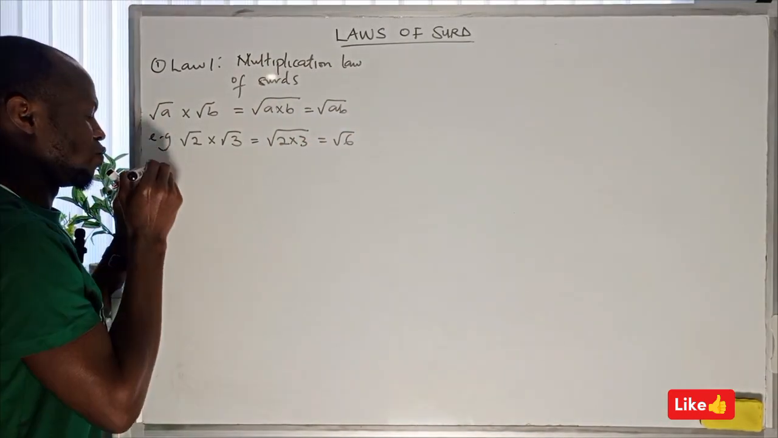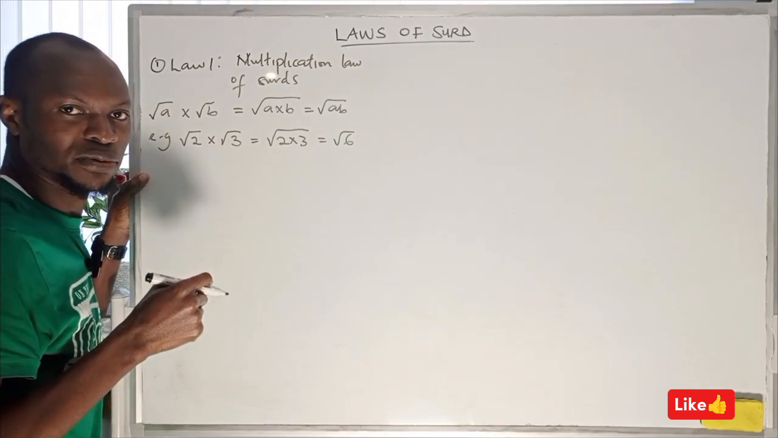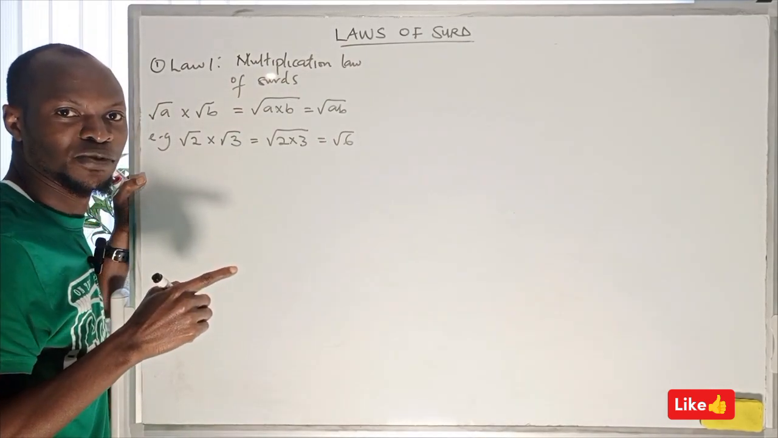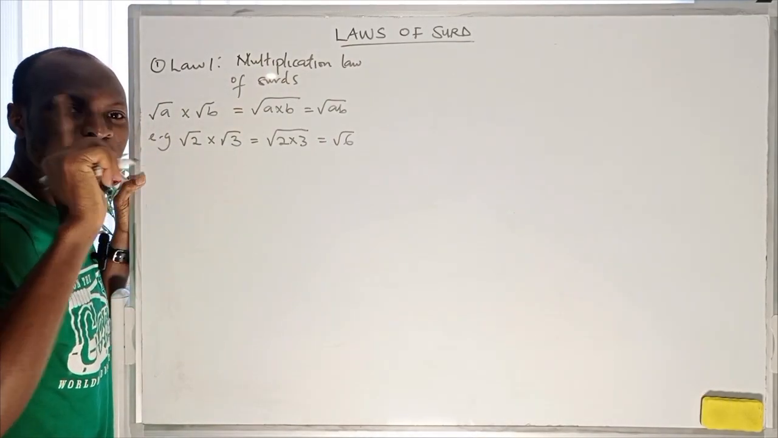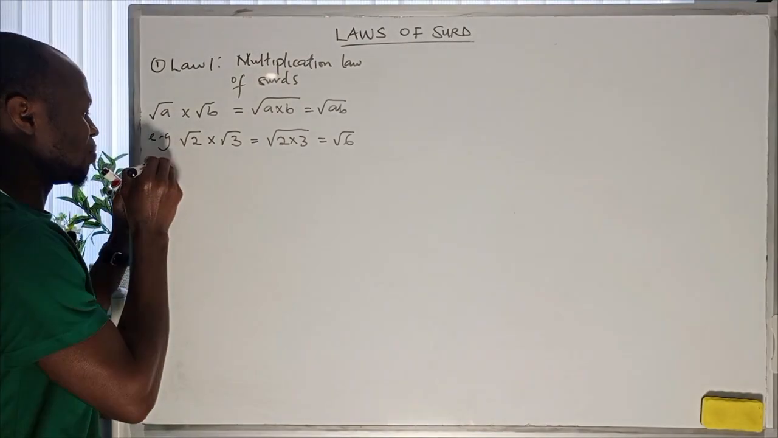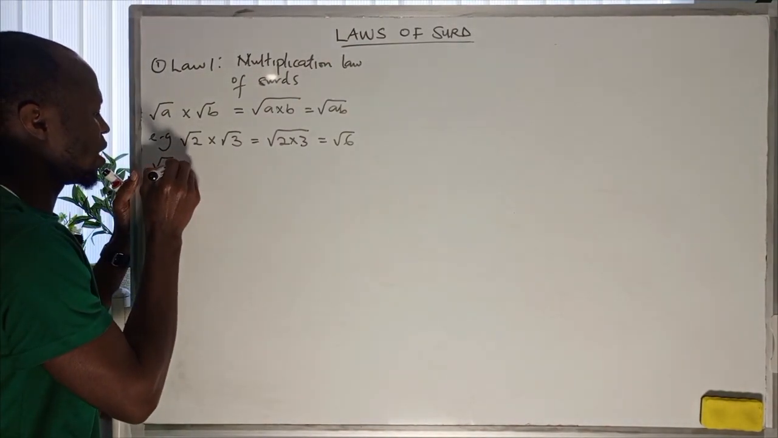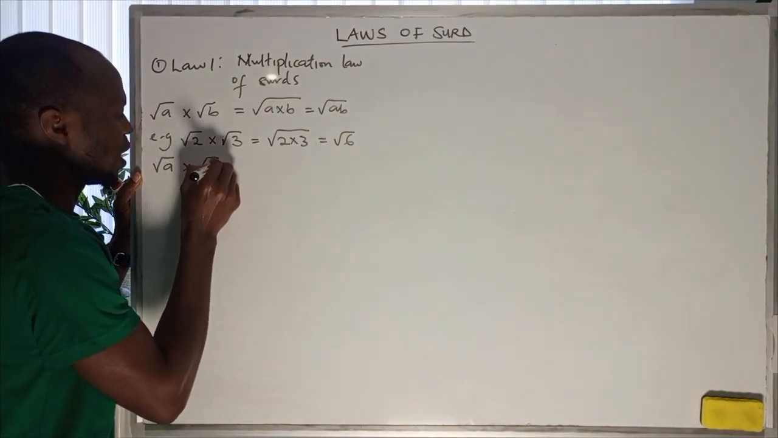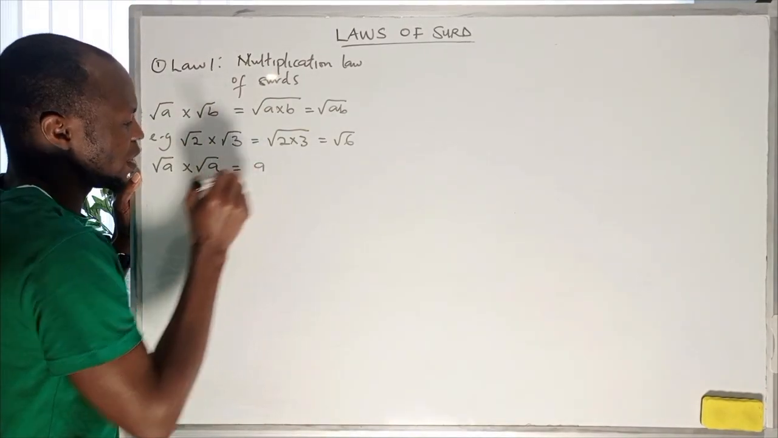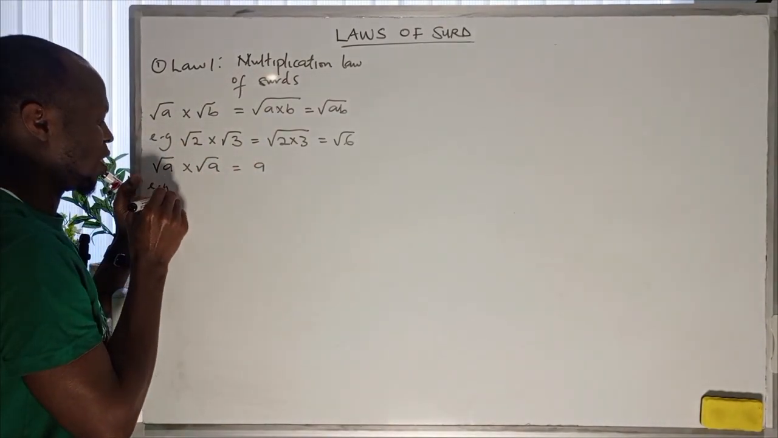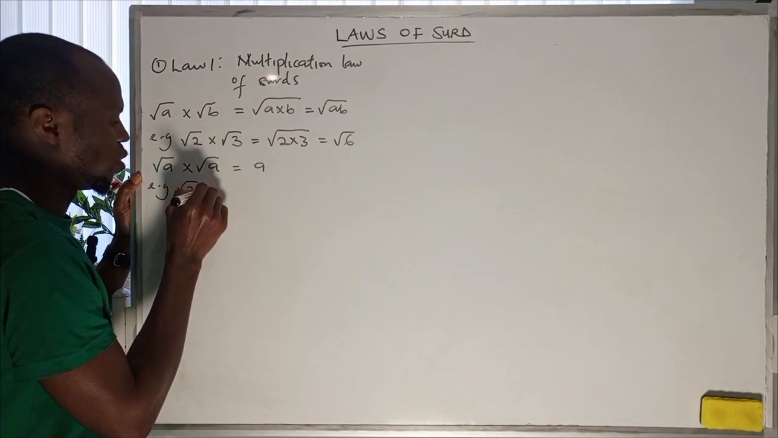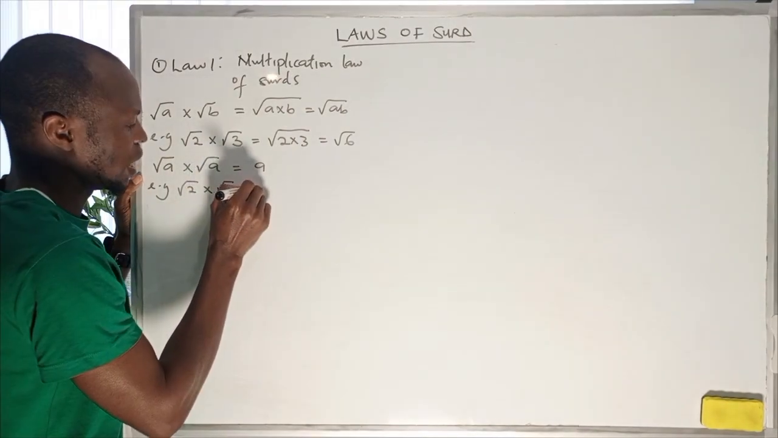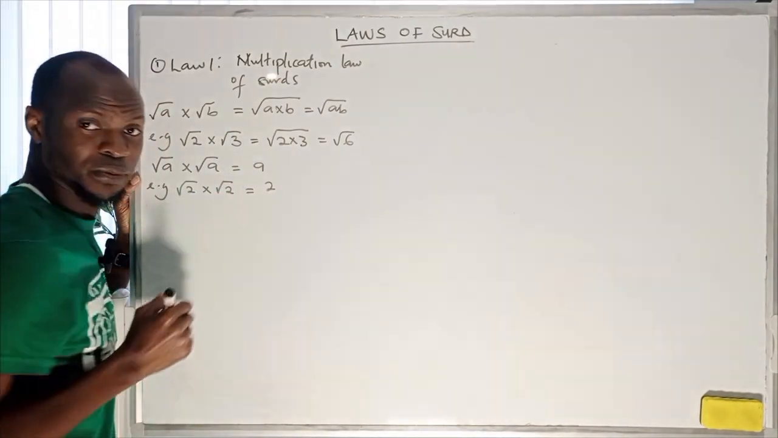Please take note. When you are multiplying the same surds, it will be equivalent to the real number under the surd. For example, if you have to multiply surd A multiplied by surd A, this will give you A. If you multiply surd 2 multiplied by surd 2, that will give you 2.